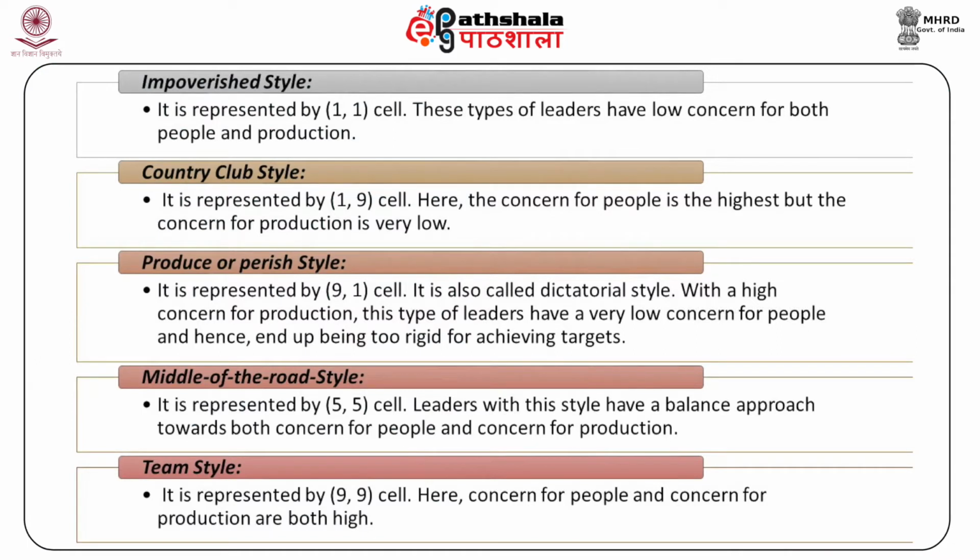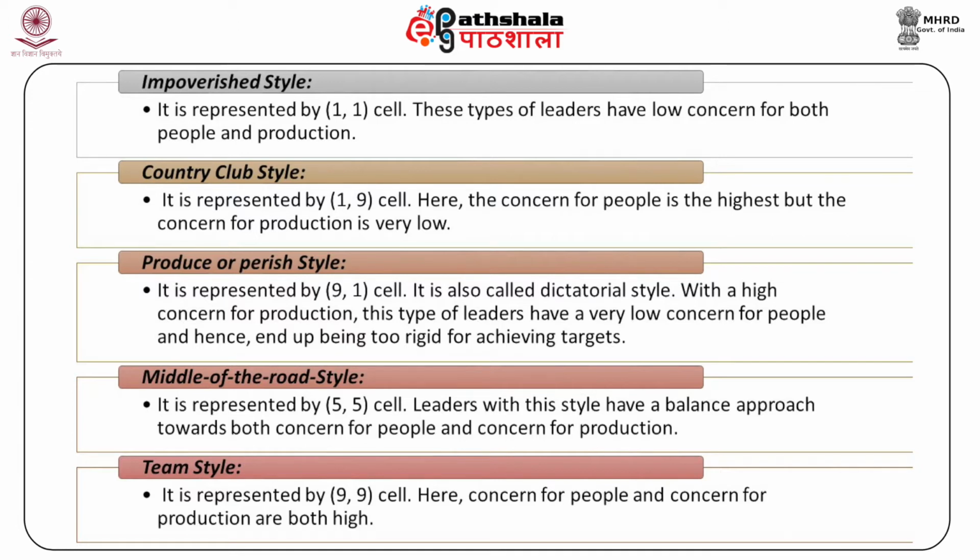First is the impoverished style. It is represented by the 1-1 cell. These types of leaders have low concern for both people and production. Second is the country club style. It is represented by the 1-9 cell. Here the concern for people is the highest, but concern for production is very low.